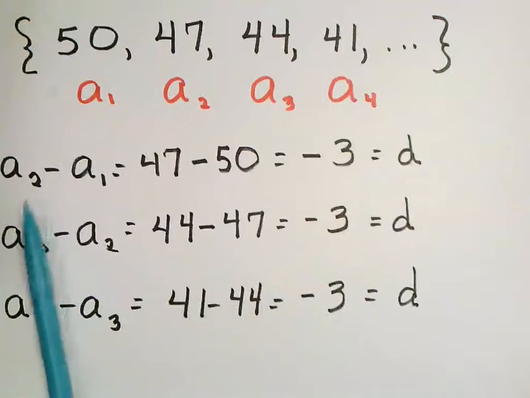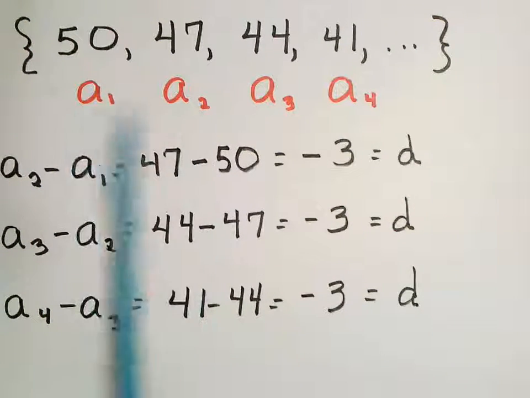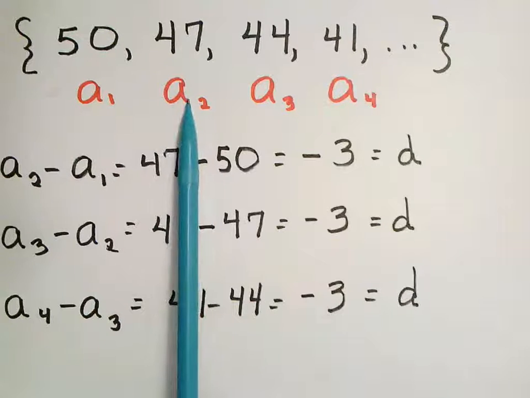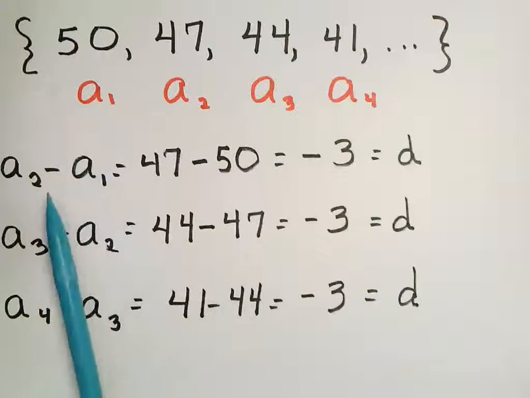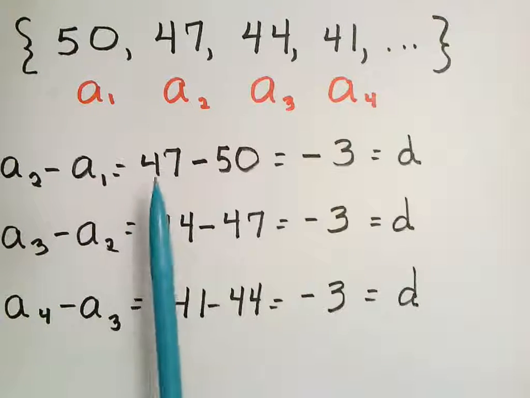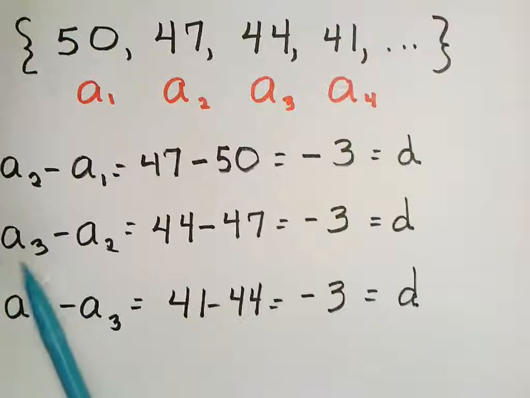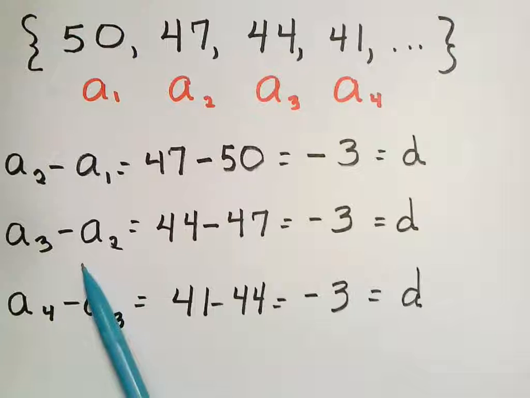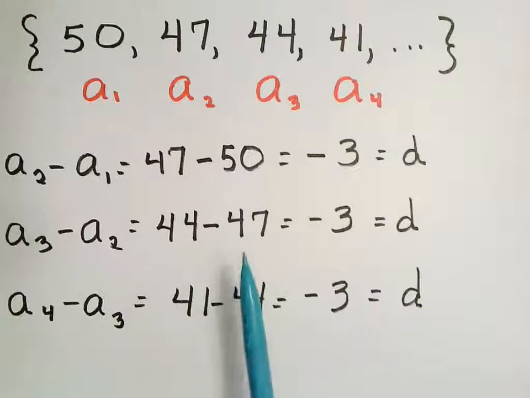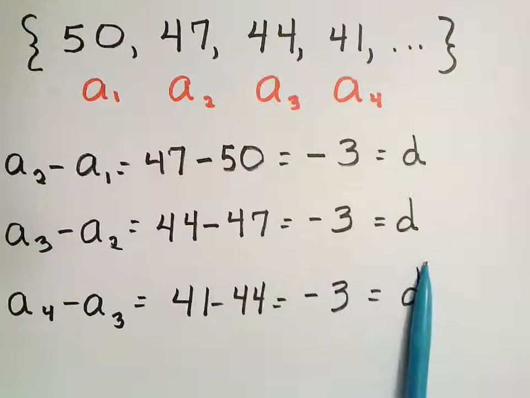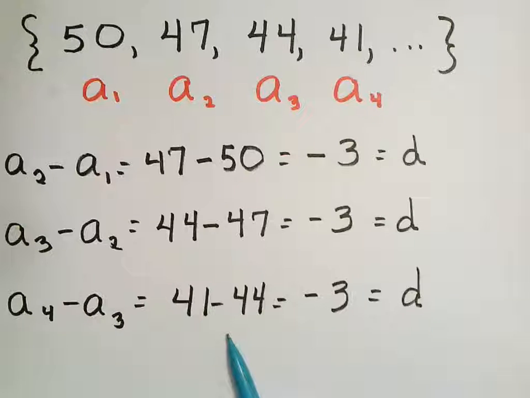And the way we find the common difference, we take two consecutive numbers right beside each other. We take the one on the right, and then we subtract the one on the left. So you see it's a sub 2 minus a sub 1. So it's 47 minus 50, which is negative 3, which is the common difference. We do a sub 3 minus a sub 2, which is 44 minus 47, which is negative 3, the common difference. A sub 4 minus a sub 3, which is 41 minus 44, which is negative 3, which is d, the common difference. Notice when you take any two consecutive terms and subtract them, the common difference will be the same.